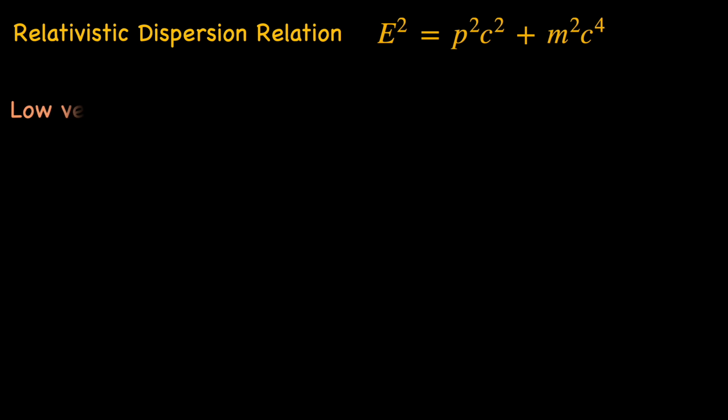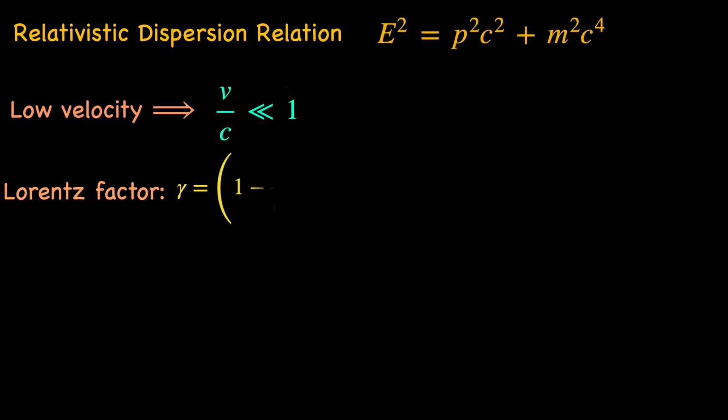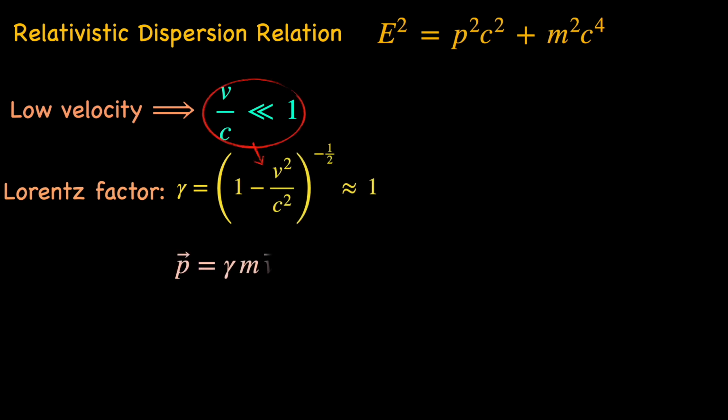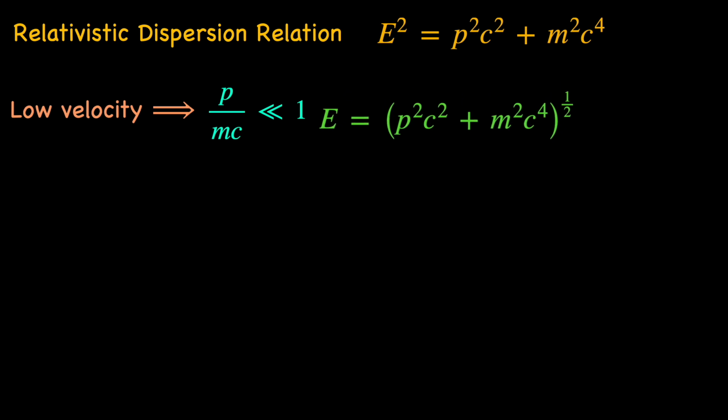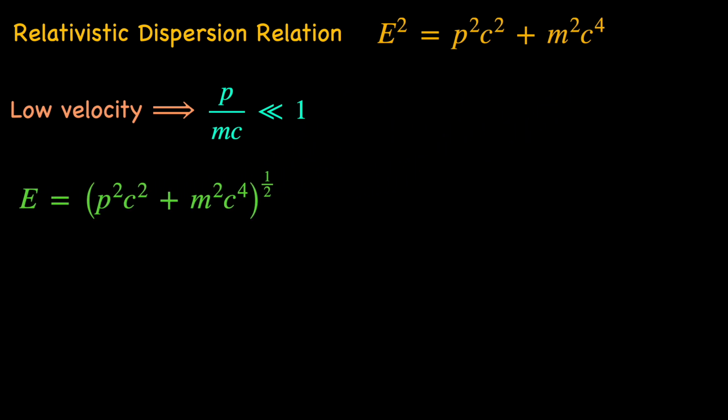Imposing the condition of low velocity means we assume v upon c, the speed of light, to be much less than 1. In this case, the Lorentz factor gamma becomes 1. So, the definition of momentum p equals gamma m times v becomes just p equals mv. Therefore, we can bring in the mass of the particle to rewrite the low velocity condition v upon c as p upon mc much less than 1, making it suitable to use in the relativistic dispersion relation.